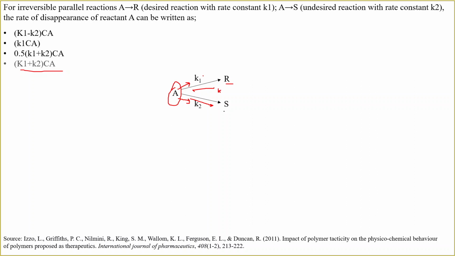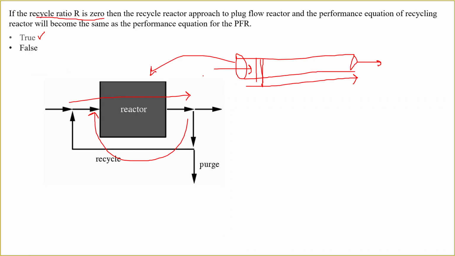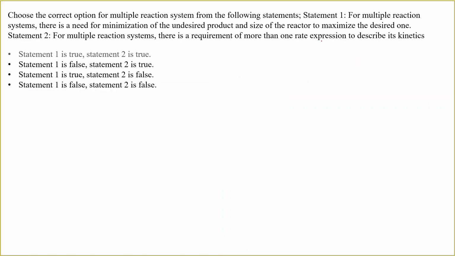This can be depicted with a separate kinetics expression for A giving R and a separate kinetic expression for A giving S. And in other cases also, if there are more than 2 to 3 products forming, then the reaction scheme becomes more complex and you definitely need more than one rate expression to describe the kinetics. So yes, statement 1 is true and statement 2 is true. Option A is the correct answer for this question.